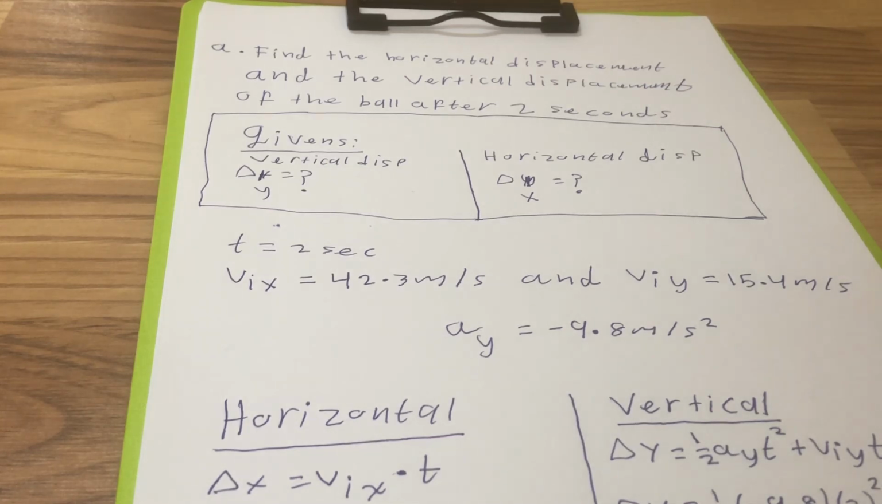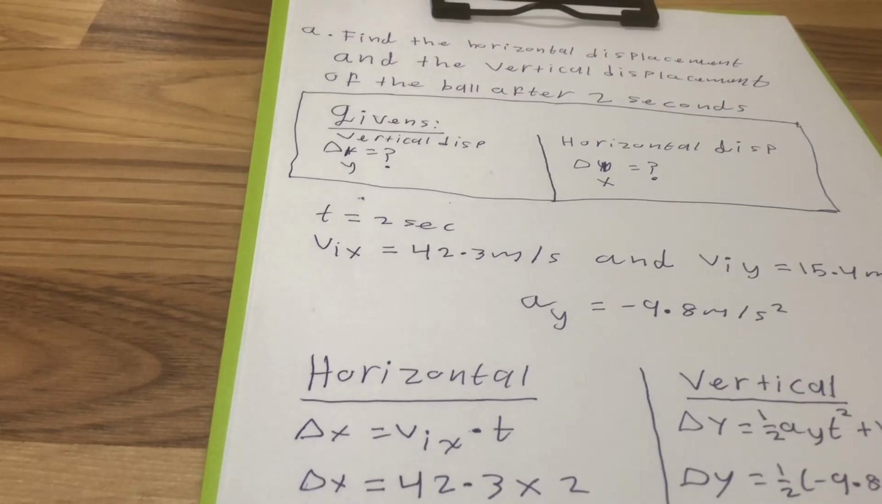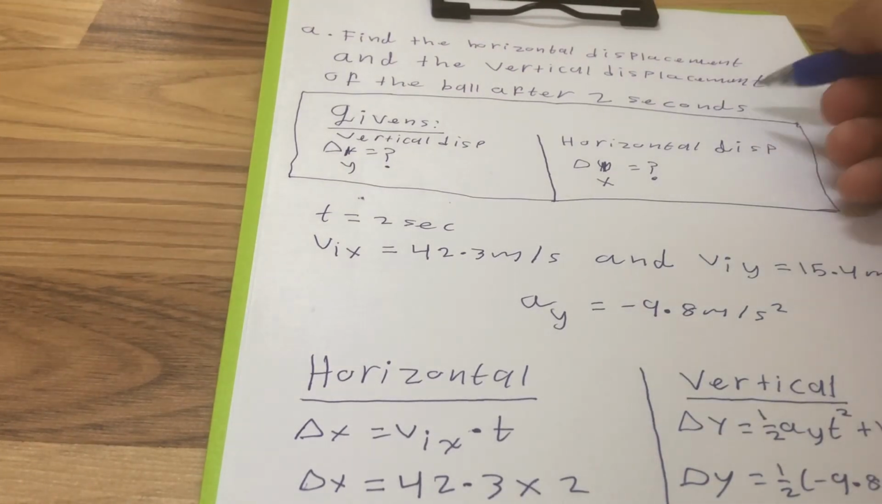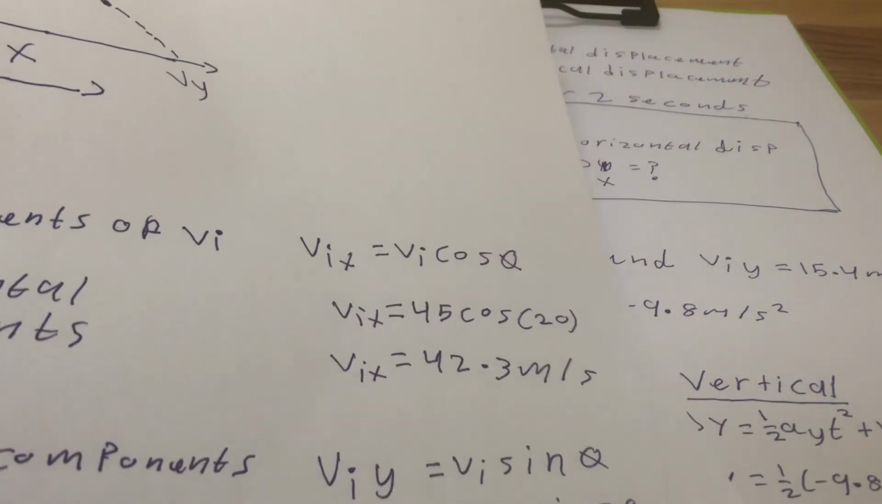And the vertical displacement is delta y, and the horizontal displacement is delta x. We need to find them. Another given is t, the time, which is equal to 2 seconds. Here time is 2 seconds, and Vix is 42.3 meters per second. We have found them from this paper.